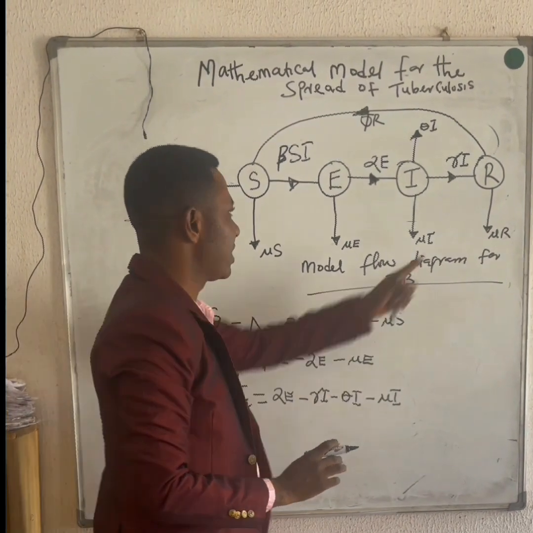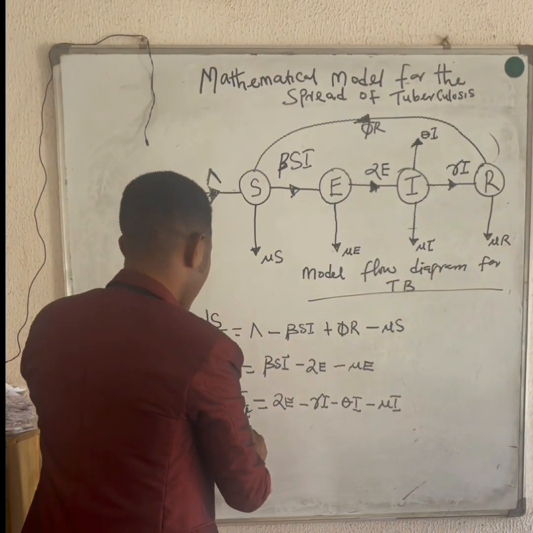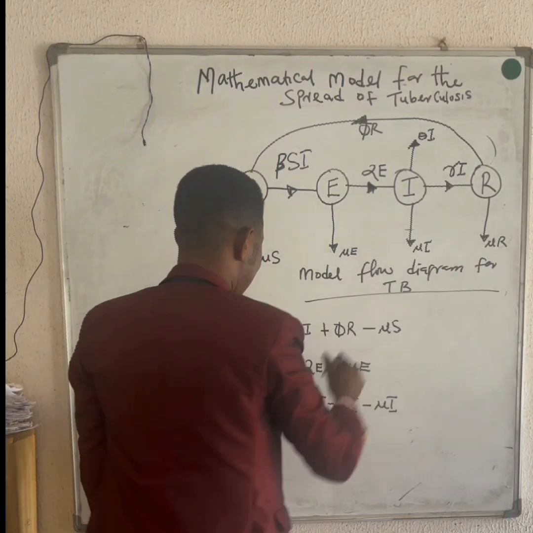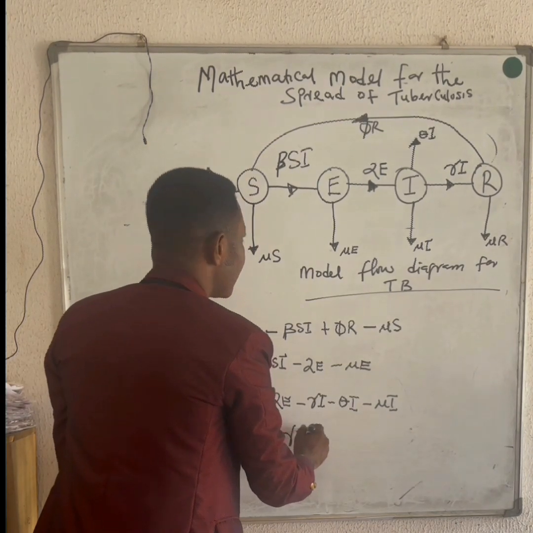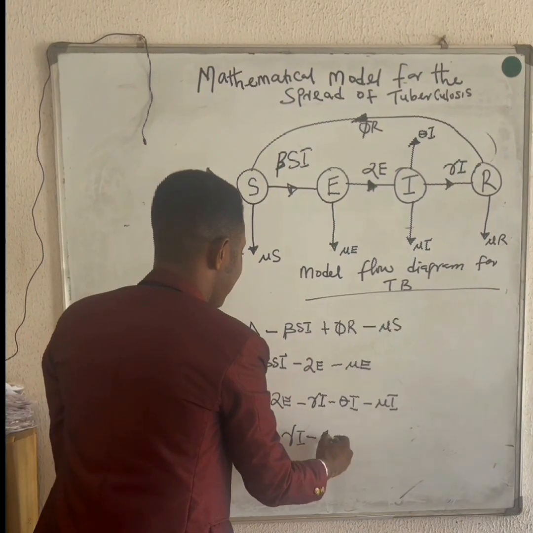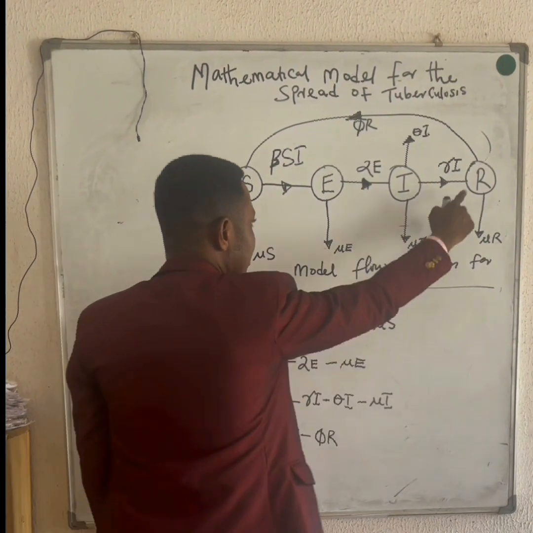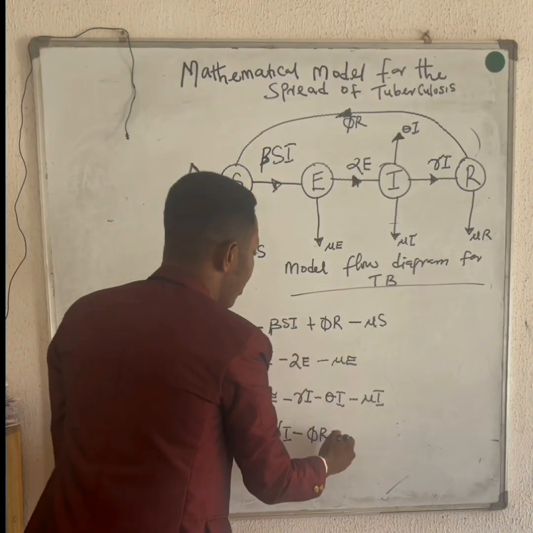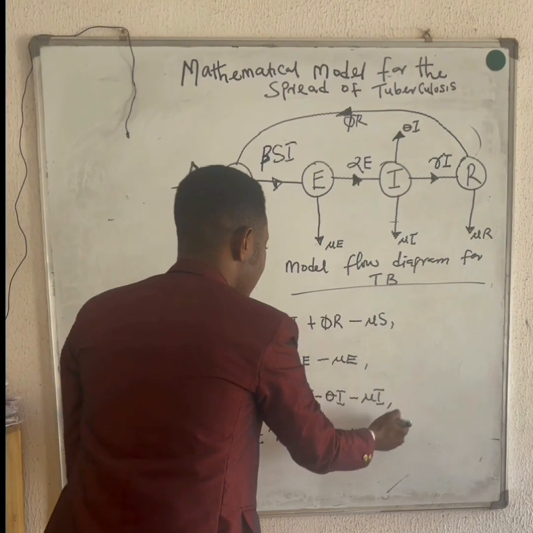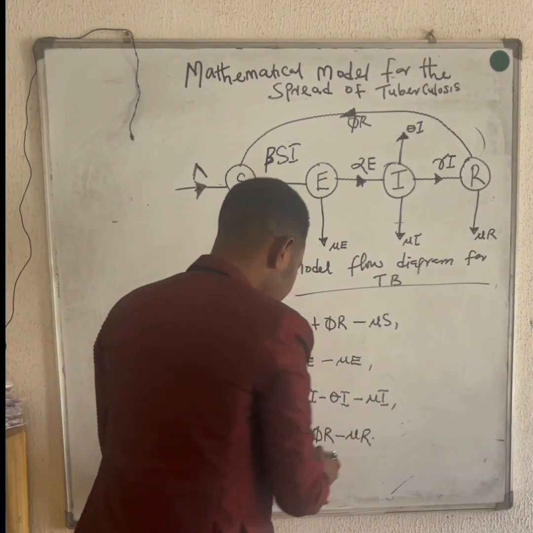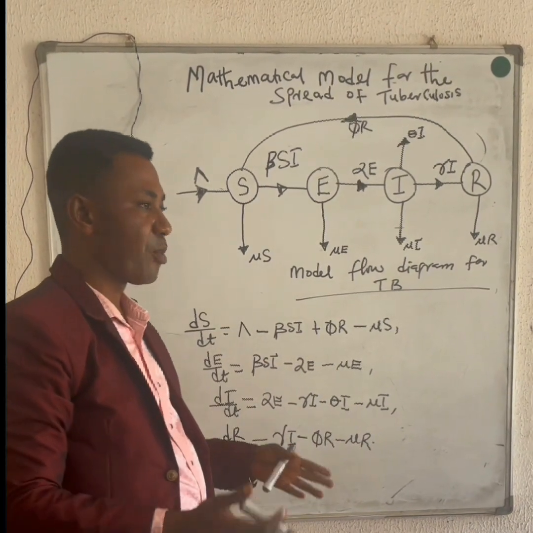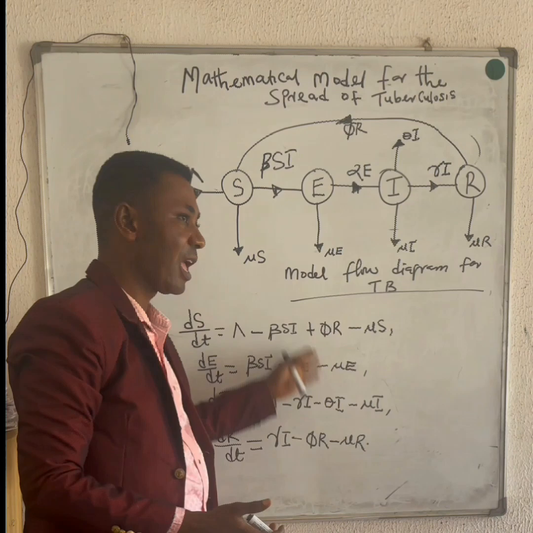Now we are left with the recovered population. dR/dt is equal to gamma I entering, then this is leaving, minus phi R, and then this is the natural death rate, so minus mu R. As you can see, we have successively formulated a model for the spread of tuberculosis in a population. So this is now the model equation.